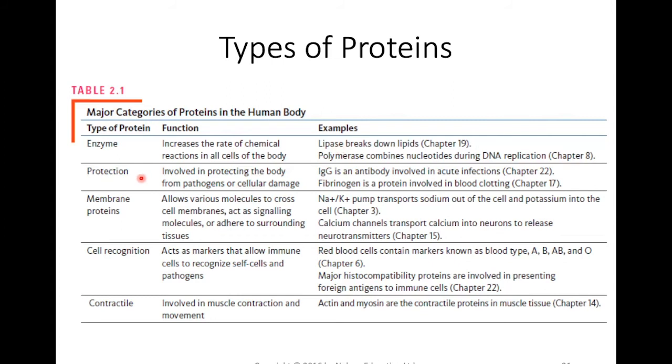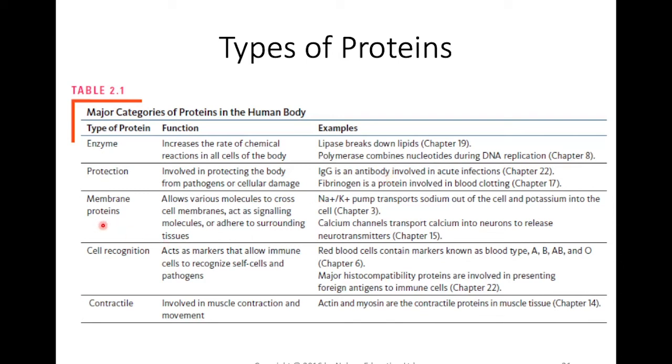We also have proteins that are involved in protecting the body from either pathogens or other damage. Antibodies, I'm sure you've all heard of antibodies, especially with all the talk about vaccination in relation to COVID-19. Antibodies are proteins that are produced to target specific pathogens and help to flag them or remove them from the body.